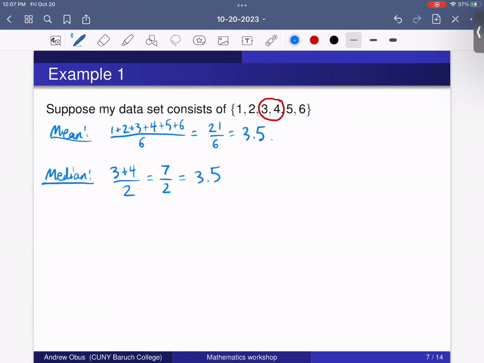So in this case, the median and the mean are the same. That's not always going to be the case, but for this data set, it happens to have the same median and mean. And then the mode, well, there's not really any mode here because every entry occurs once, so everything occurs equally often. So in this case, we would say there's no mode.